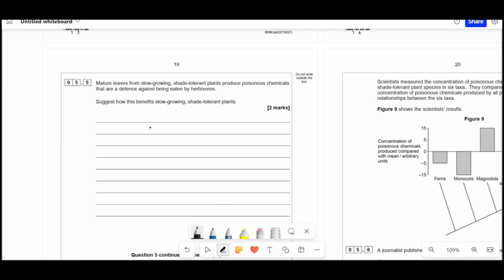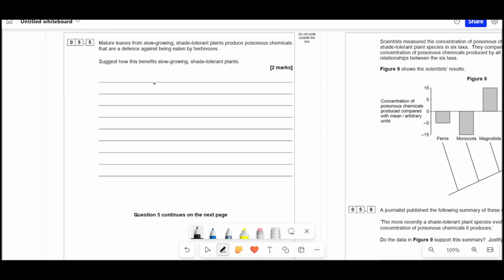Mature leaves from slow-growing, shade-tolerant plants produce poisonous chemicals that are a defense against being eaten by herbivores. Suggest how this benefits slow-growing, shade-tolerant leaves. Okay, let's think about this. They make toxic chemicals to stop them being eaten by herbivores. So slow-growing, shade-tolerant, poison, less herbivore eating.